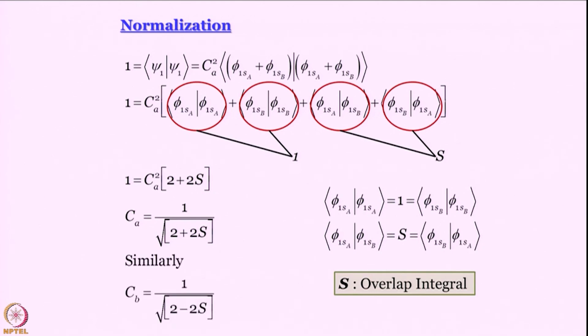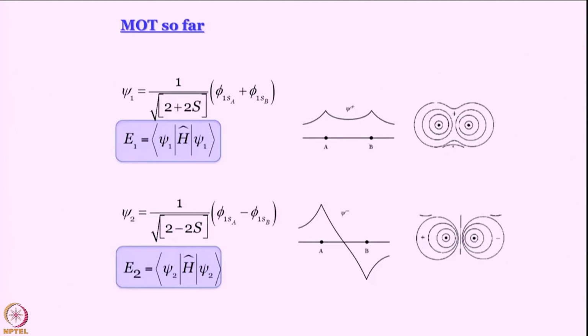Similarly, you can work out yourself this time. Cb, the coefficients for the antibonding orbital, turns out to be 1 by root over 2 minus 2s. Okay. So, now we have the wave functions completely defined. With these, what we can try to do is that we can try to find the values of the energies, and remember, the best we can do now is we can try to find expectation values of the energies.